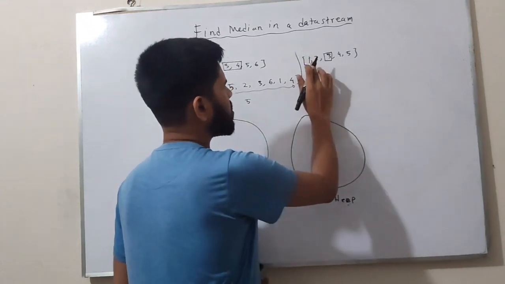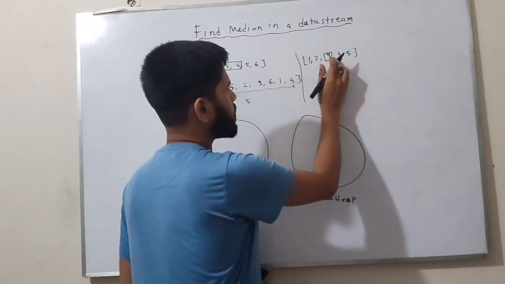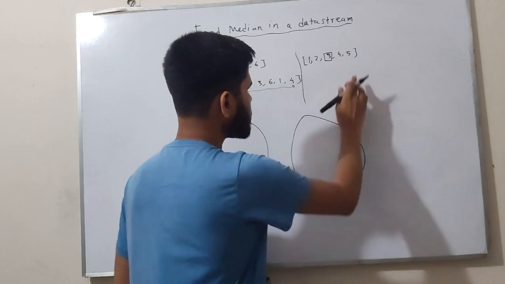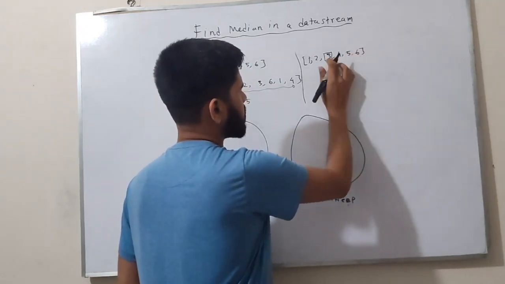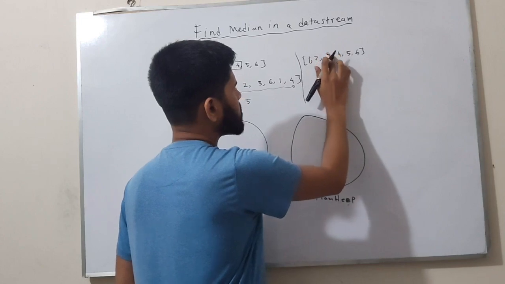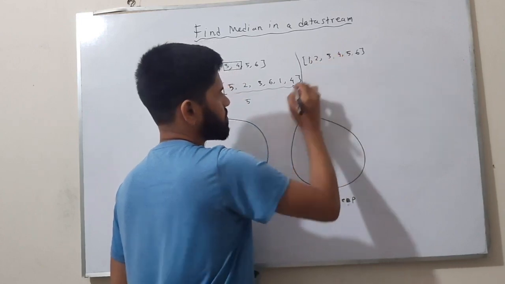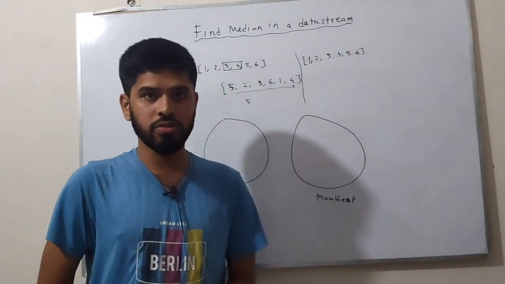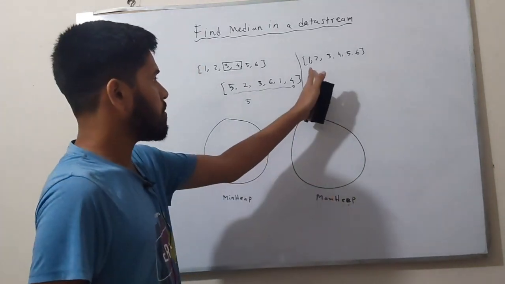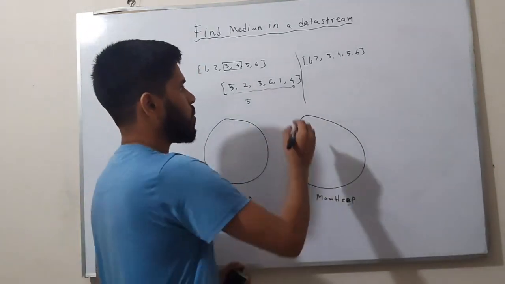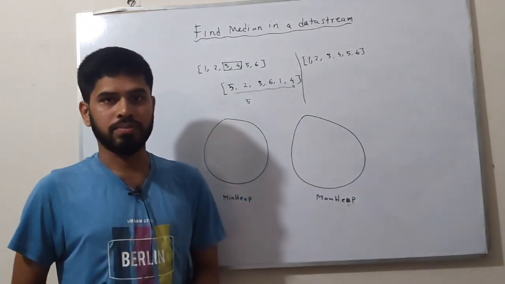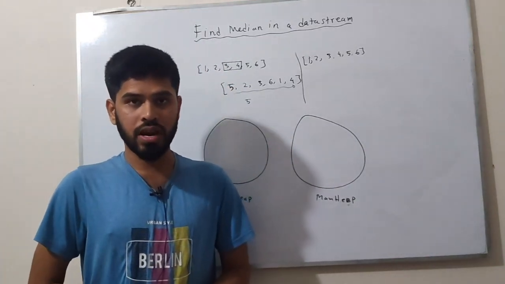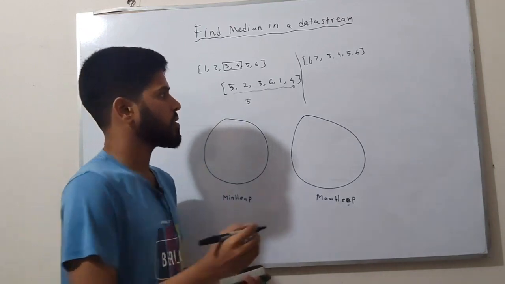So here we have 1, 2, 3, 4, 5. Let's add one more number, 6. Our job is to find out the median. Now here we're going to partition this array into two halves, into two parts.